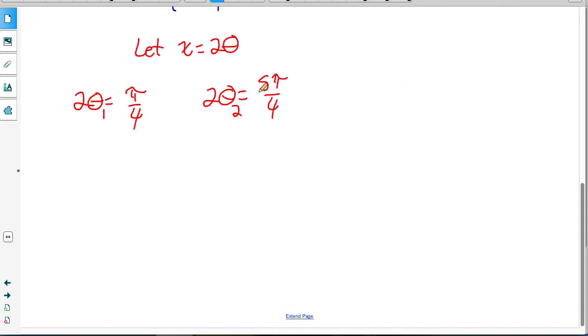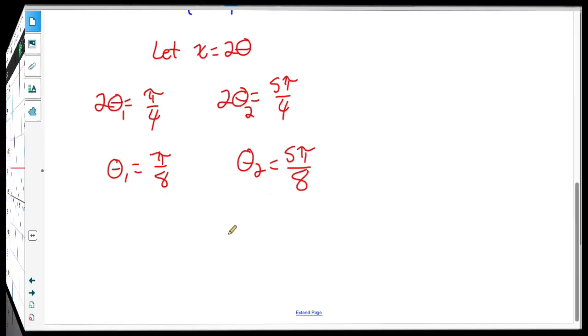And now isolate theta in each of those equations we made. So divide the 2 over. Theta 1 equals pi over 8, and theta 2 equals 5 pi over 8. Now let me remind you graphically what we have found here.